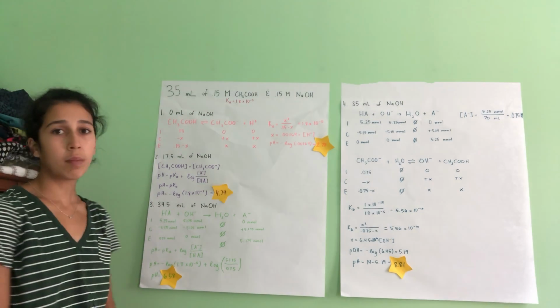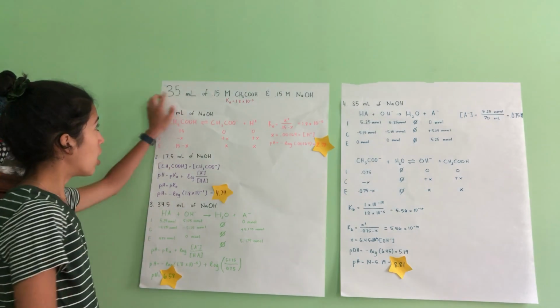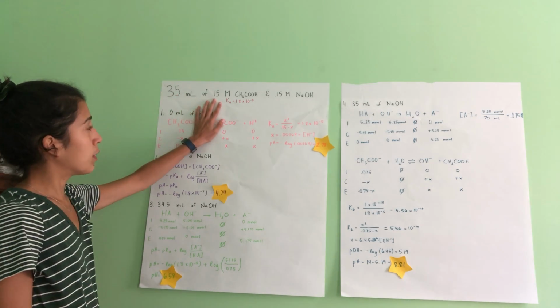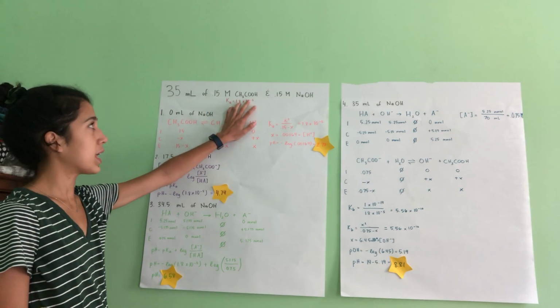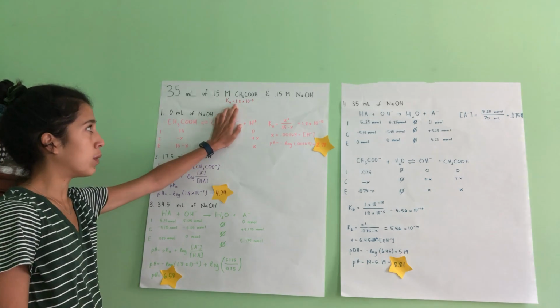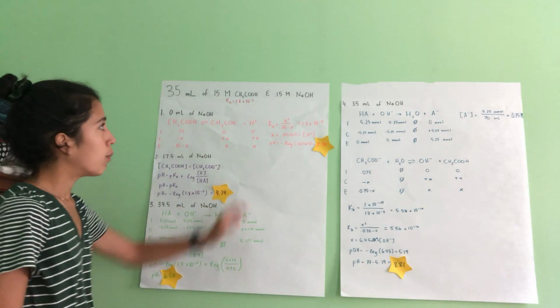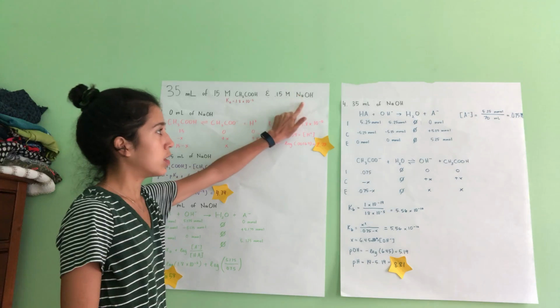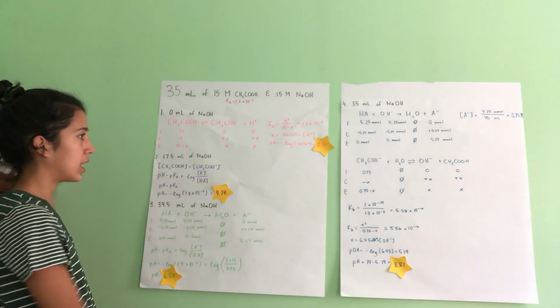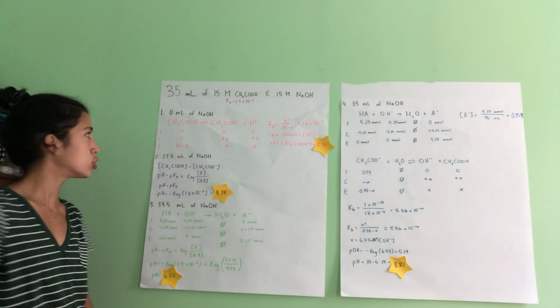So today for my problem, I will do an acid-base titration of 35 milliliters of 0.15 molarity acetic acid, a weak acid with a Ka value of 1.8 times 10 to the negative 5, with 0.15 molarity sodium hydroxide. It's a 4-step problem, and in each one I will be solving for the pH.